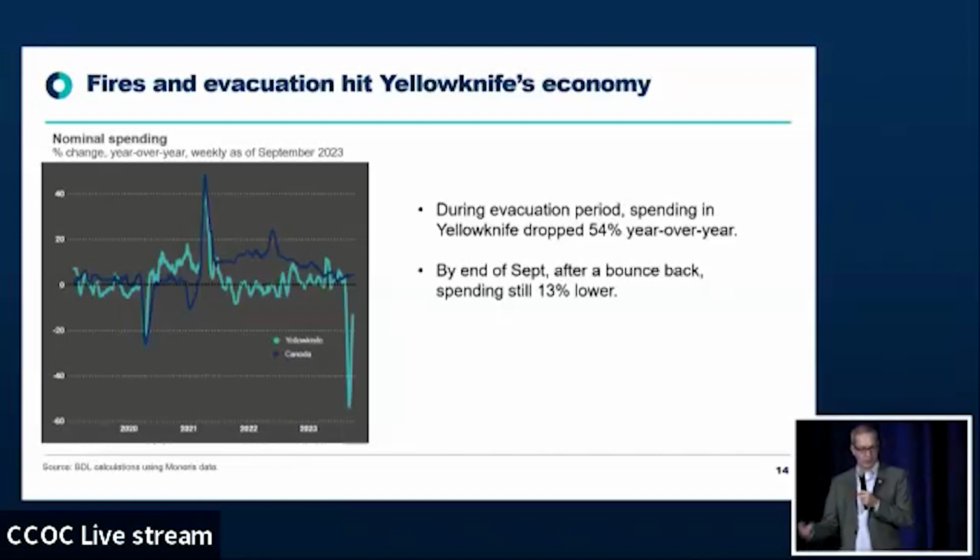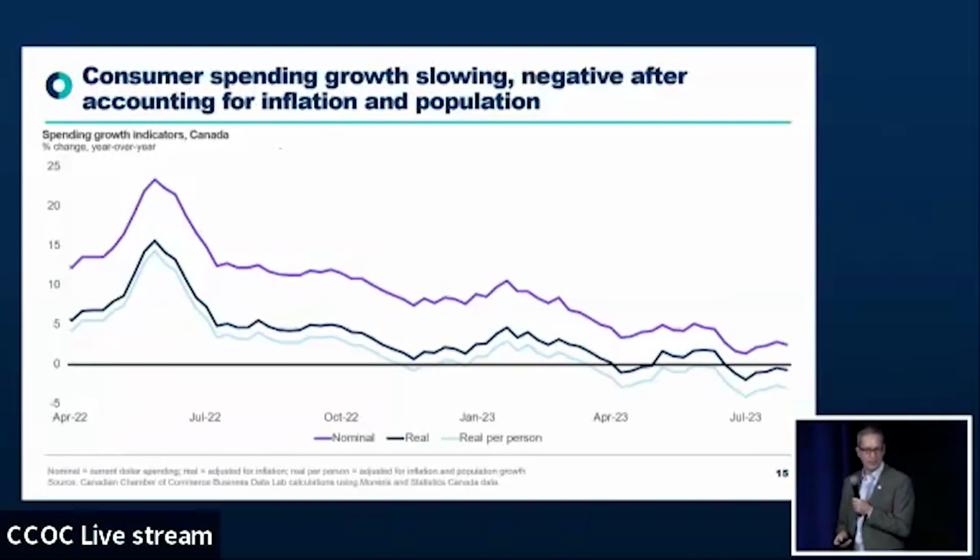And then you can see the return after evacuation notices were lifted, folks coming back in the local economy, and then spending coming back, but still being about 13% lower than it was a year before. So that's just one example where if you're in a local community, you can see the impacts of these various adverse weather conditions or other things.